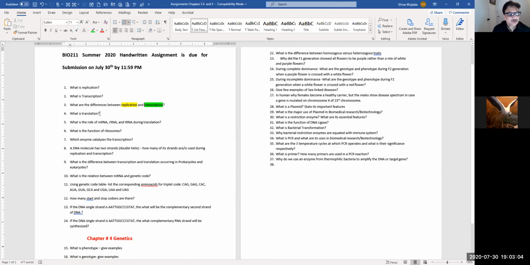The fourth question is, what is translation? I just mentioned it. Translation is a process where RNA serves as a template for the synthesis of protein. So what's the fifth question? The fifth question is, what are the roles of mRNA, rRNA, and tRNA during translation?